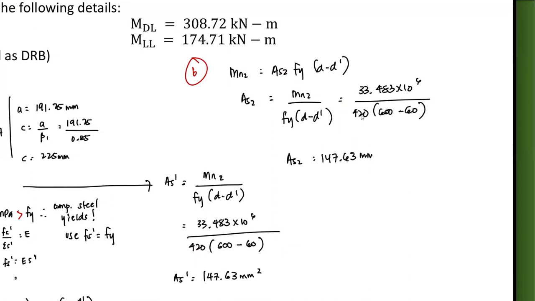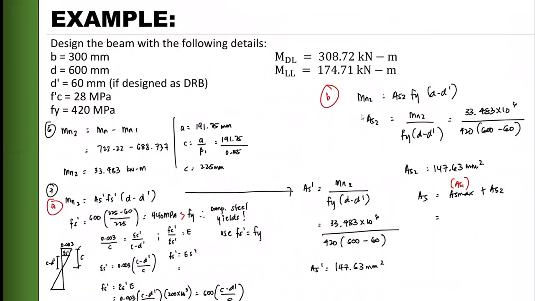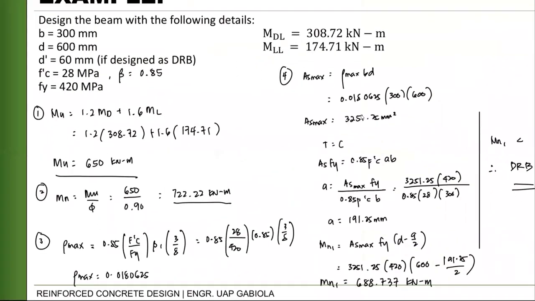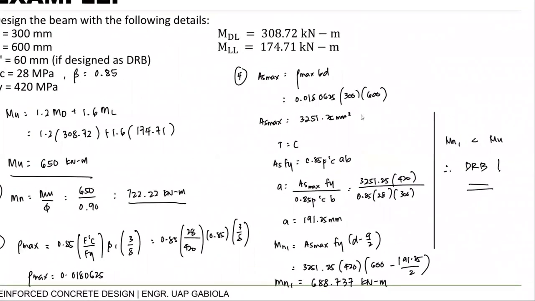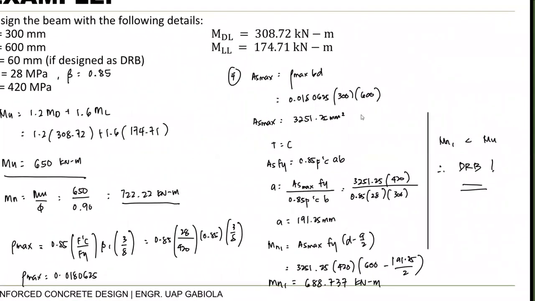So definitely, makukuha nating value for AS2 is also 147.63 mm squared. Okay? So ngayon, yung buong section natin, for AS, yung kailangan natin for tensile reinforcement is AS max plus yung AS2 natin. Itong AS max natin, yan din yung AS1 natin. Parehas lang yan. So, that is yung na-calculate natin from previous slide. That is 3251.25. Itong value na to.